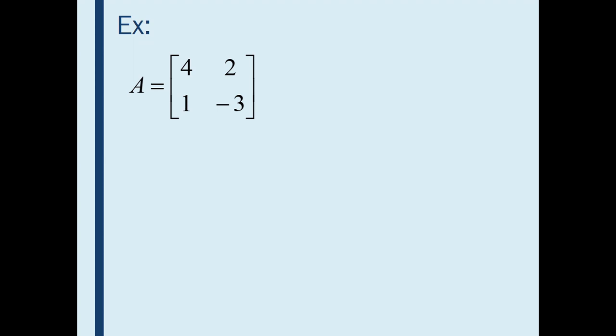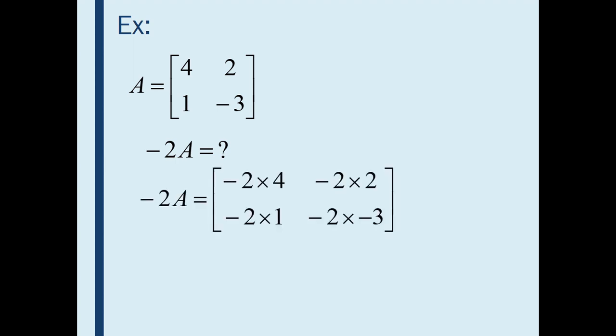Let's consider another matrix. Again, matrix A has order 2 by 2 and the elements inside the matrix are 4, 2, 1, minus 3. We are supposed to obtain minus 2A. How do we obtain this? We have to multiply matrix A by minus 2. So we multiply all the elements inside the matrix A by minus 2. The answer is minus 2 into 4, minus 2 into 2, minus 2 into 1, minus 2 into minus 3. So minus 2A equals the elements minus 8, minus 4, minus 2, 6.